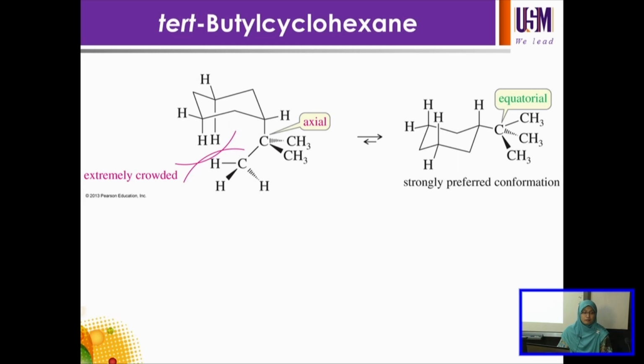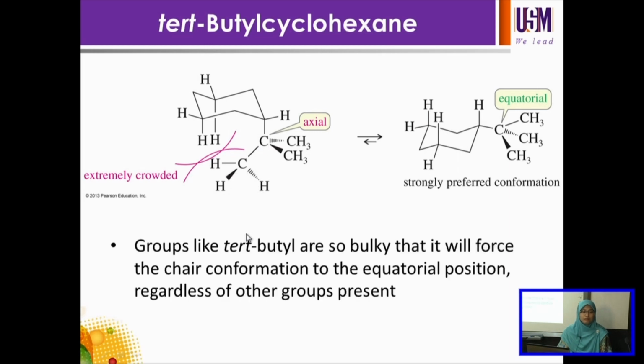Let's look at another example, which is tert-butylcyclohexane. The tert-butyl we have here is a very bulky group. Groups like tert-butyl are so bulky that they will force the chair conformation to put it in the equatorial position regardless of other groups present. Because it is so big, it will cause extreme crowding in the axial position, so it will tend to be pushed out to the equatorial position to avoid the 1,3-diaxial interaction.